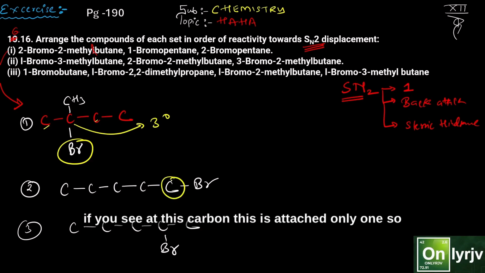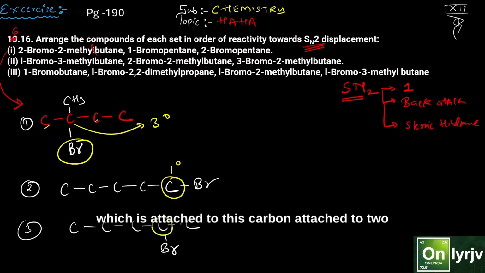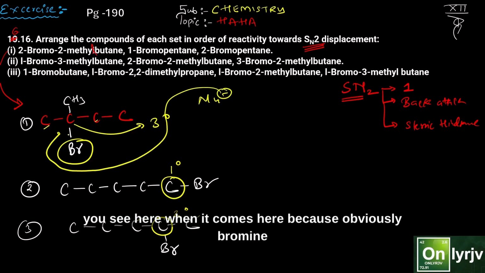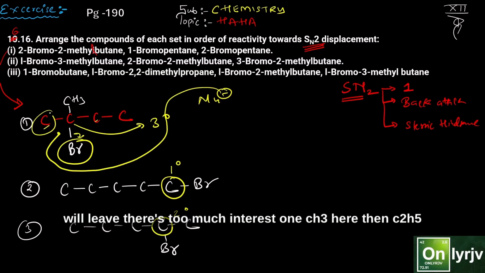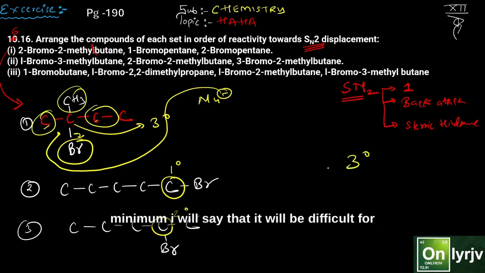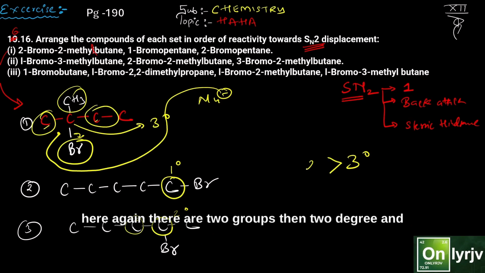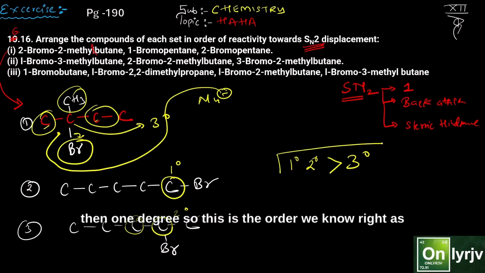Next, if you see at this carbon, this is attached to only one, so it is a 1-degree carbon. But look at this, the bromine which is attached to this carbon is attached to two other carbons, so it is a 2-degree carbon. And if you see here, the nucleophile wants to attack. When it comes here, because obviously bromine will leave, there's too much interaction. One CH3 here, then one C2H5, too much steric hindrance. So 3-degree for sure will have the minimum reactivity; it will be very difficult for attacking this one, right? So 3-degree is minimum. Then the nucleophile will not prefer this 2-degree also because here again there are two groups, then 2-degree and then 1-degree. So this is the order we know, right?